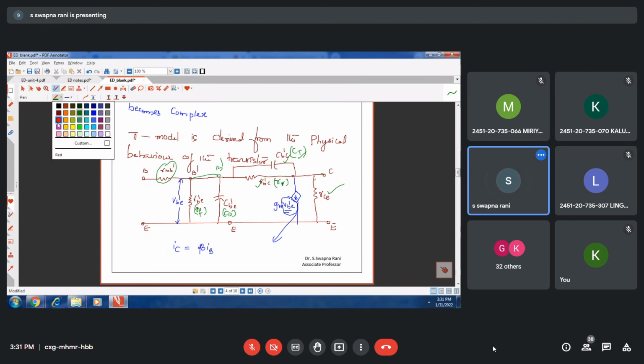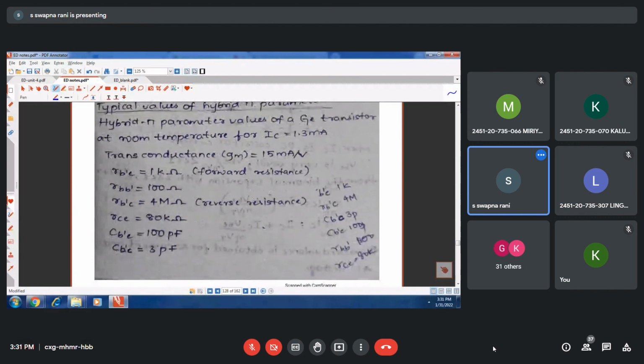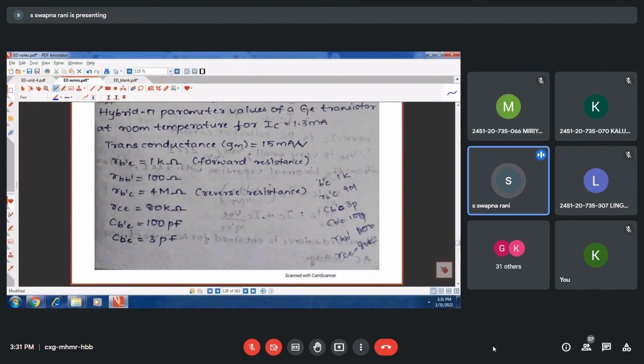So that is why, if you observe, RB'E is the forward bias resistance, so it is very small, in the order of kilo ohms, not more than 1 kilo ohm. RB'C is the reverse resistance, and reverse resistance will be more, right? So 4 mega ohms. And base resistance is hardly 100 ohms. This is the capacitance's value. So this is nothing but the forward resistance and reverse resistance.